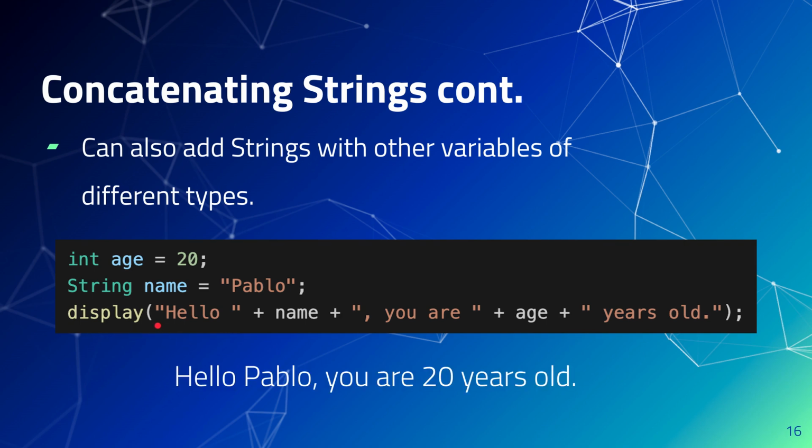Okay, so hello, and then you use the plus sign and you put the name, which is Pablo, and then you have the comma, you are, and then you have another plus sign, which is 20. Even though this is an integer, you can still put it here, and then you have another plus sign to connect this again, and this is what it will show.